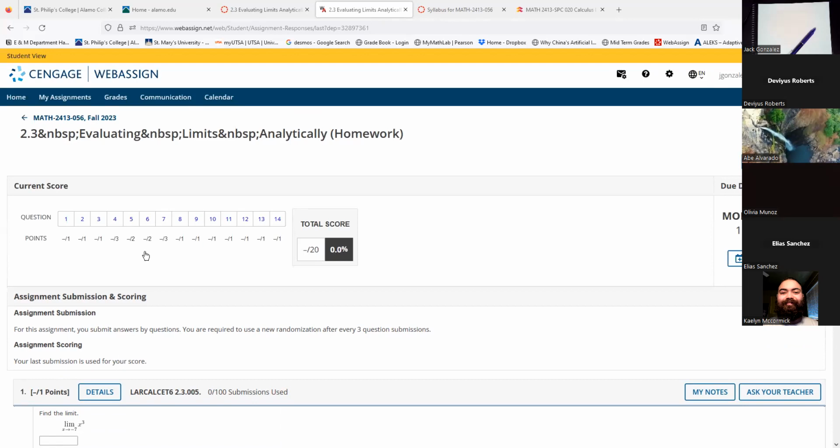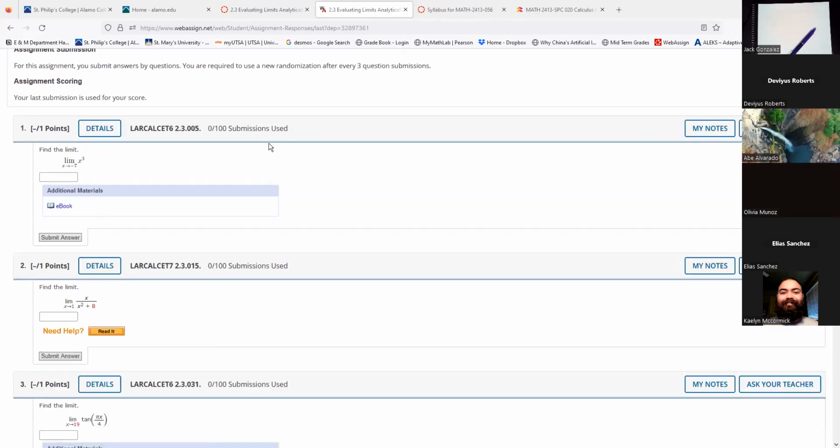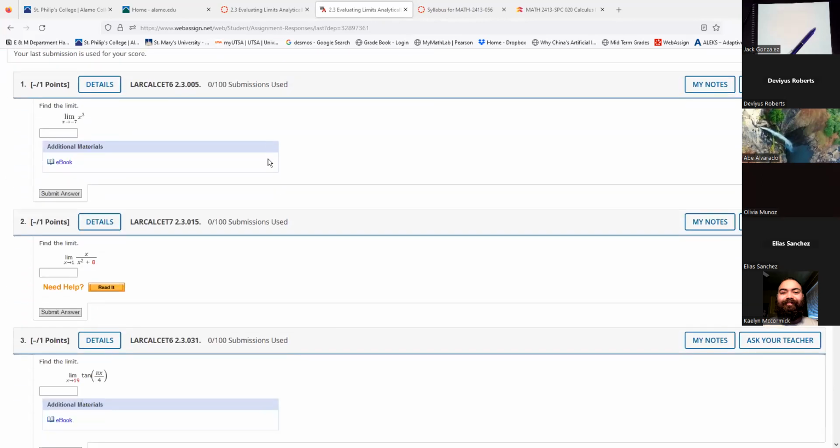So here, I don't know why it comes out like that, but we are evaluating limits analytically. Basically, that means instead of using graphs or plugging in numbers really close and figuring it out from both directions, we are going to use algebra or other techniques to figure it out.